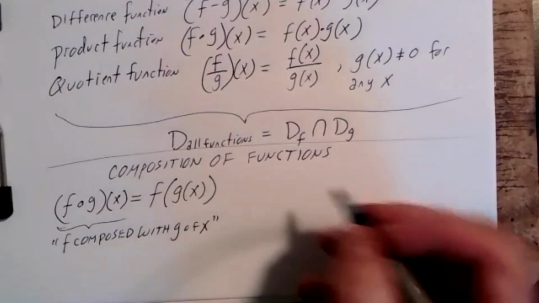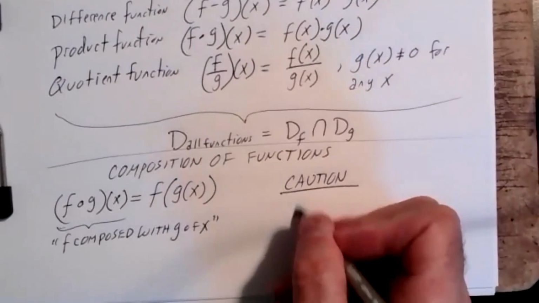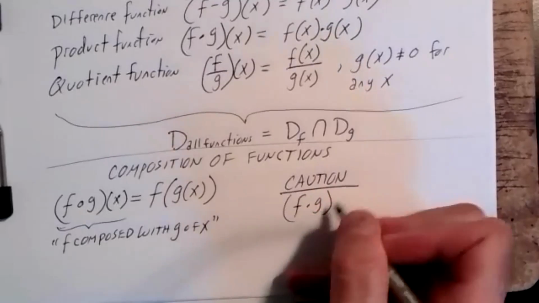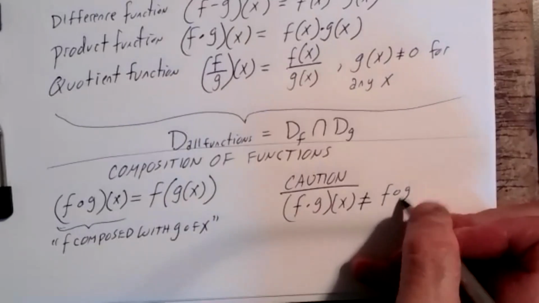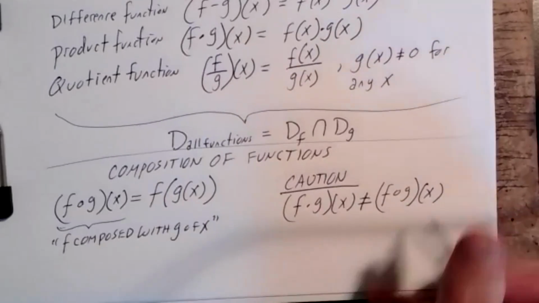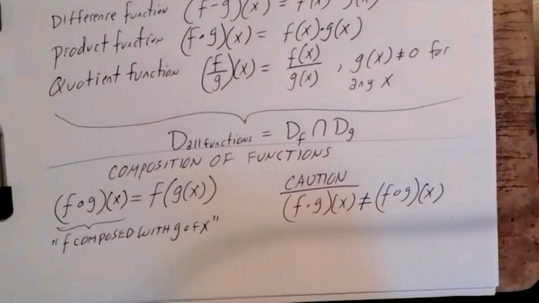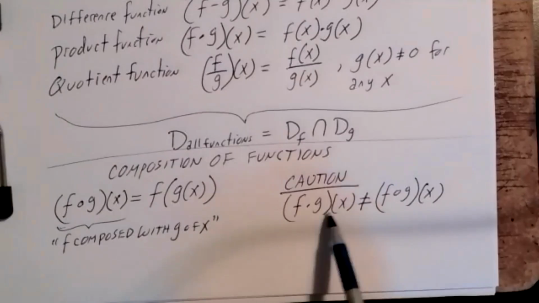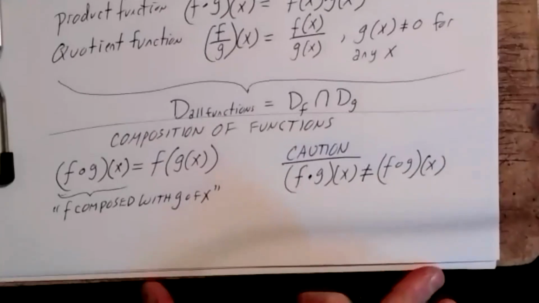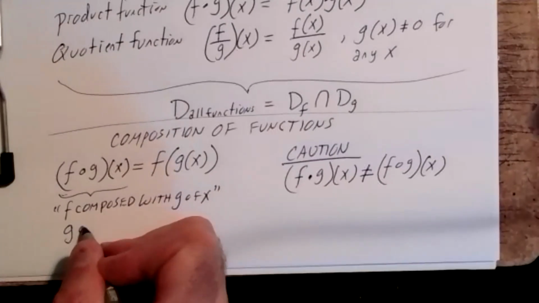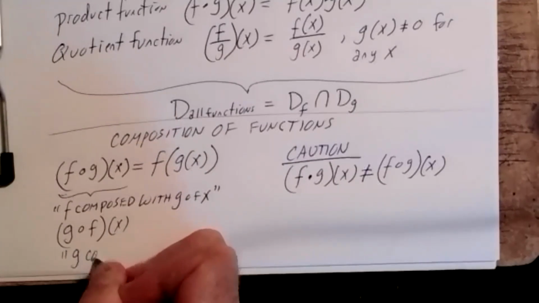Caution, ladies and gentlemen, f times g of x, the product function, is not even remotely related to the composition function. So don't get these mixed up. No relationship whatsoever between the product of functions and the composition of functions. Night and day difference. Don't think they're the same, because they're not. All right, we can also flip these around and form a new function called g composed with f of x.